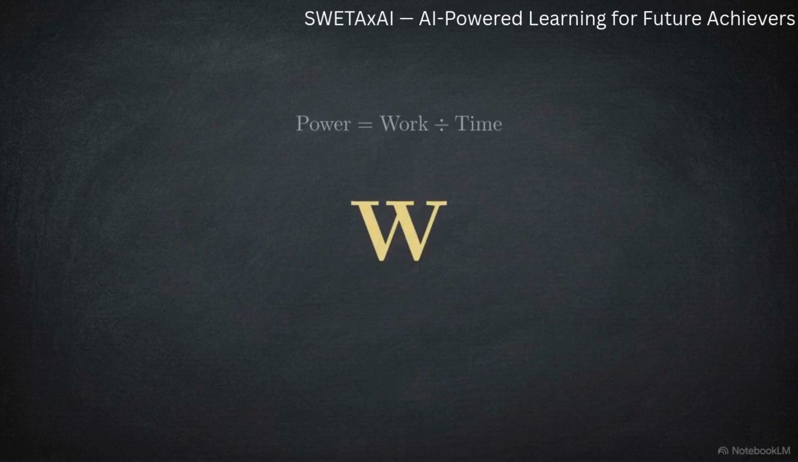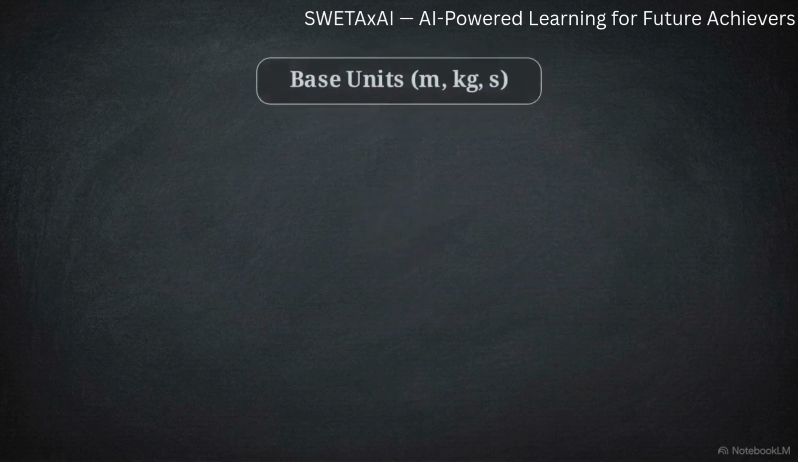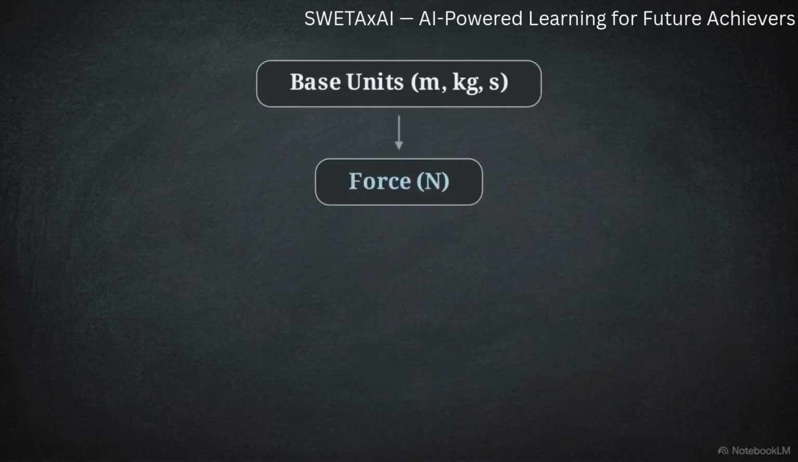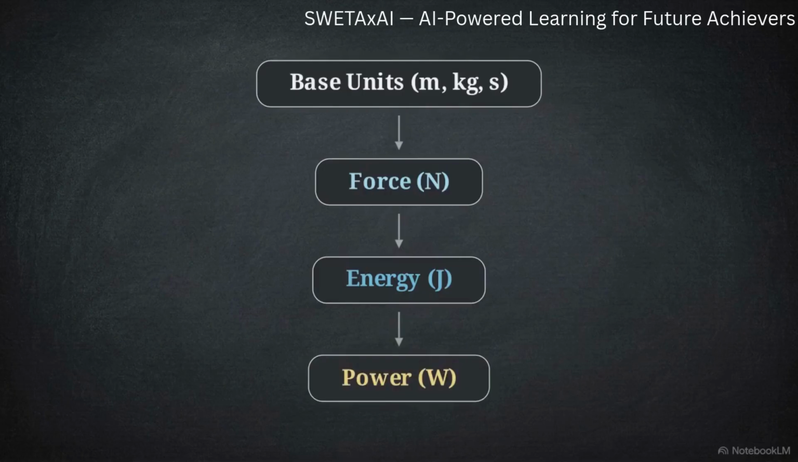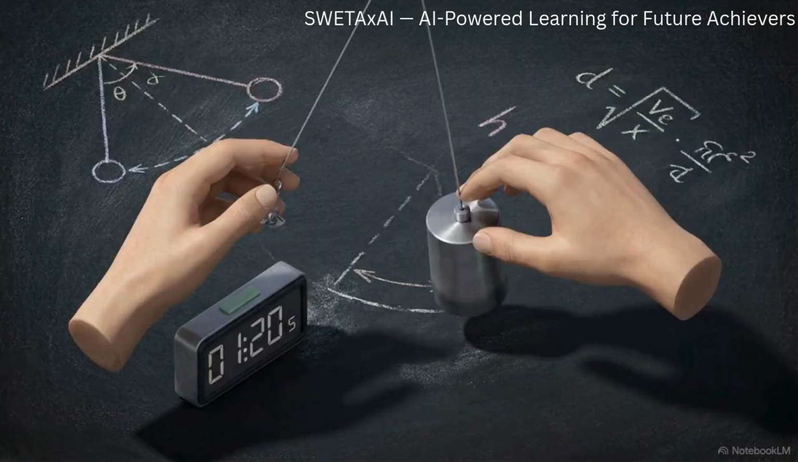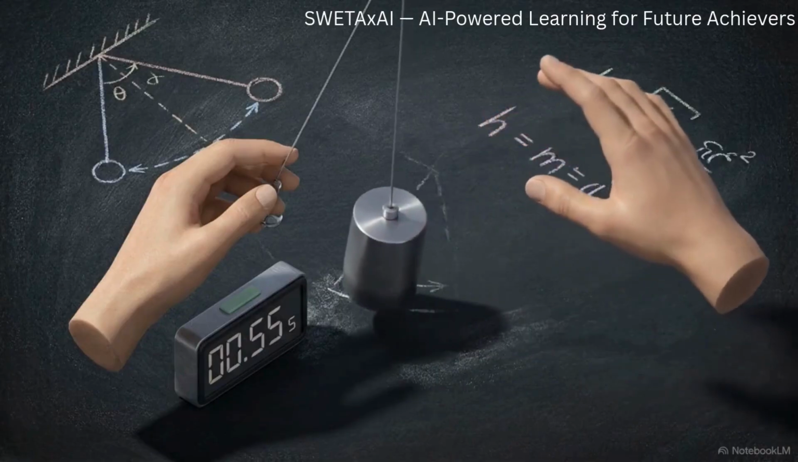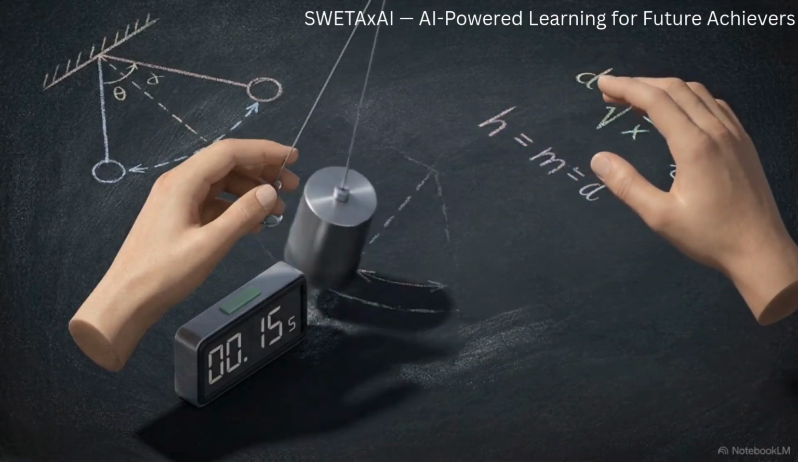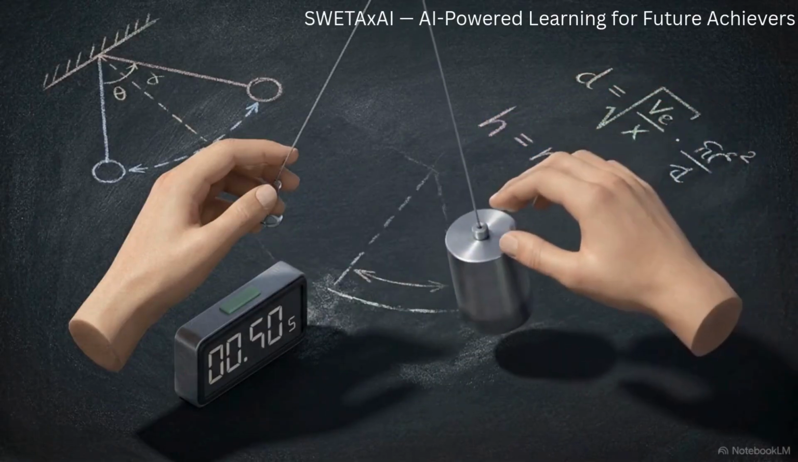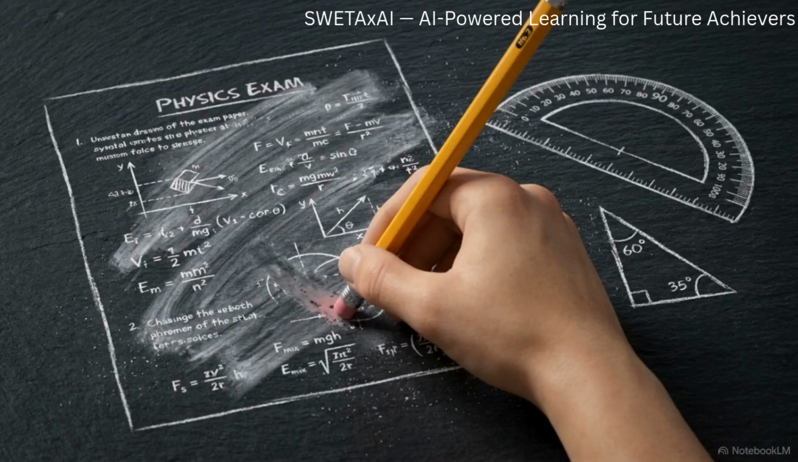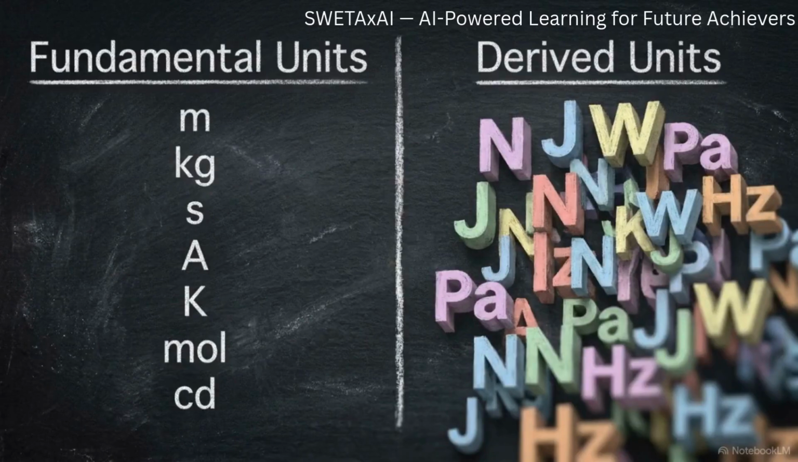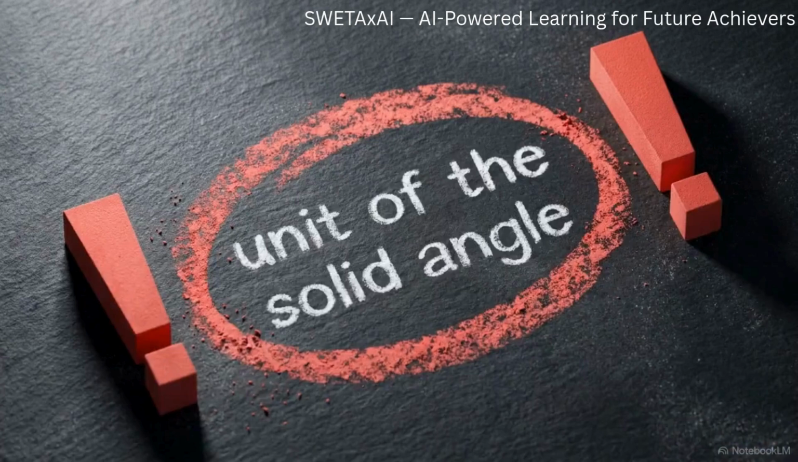Power is defined as work done over time. Dividing a joule by a second produces the watt. This cascading chain, from base units to force, then energy, then power, shows how the system scales. These all represent distinct mechanical properties, yet mathematically they are simply different arrangements of mass, length, and time. There are specific exceptions within the SI system, particularly regarding how we measure angles. There are only 7 fundamental units, while the list of derived units is theoretically infinite.